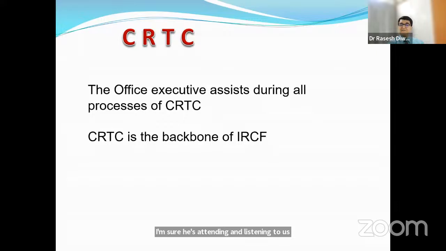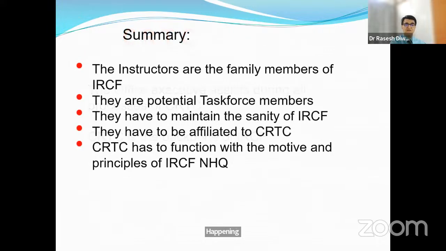The CRTC is the backbone of IRCF. They are the functional units. So you have to follow the guidelines and align with the principles of IRCF very well, and you have a tremendous role to play in making the courses happen and in the success of the training of the students all across the country.